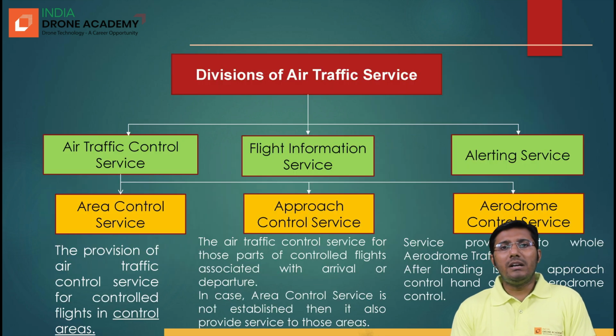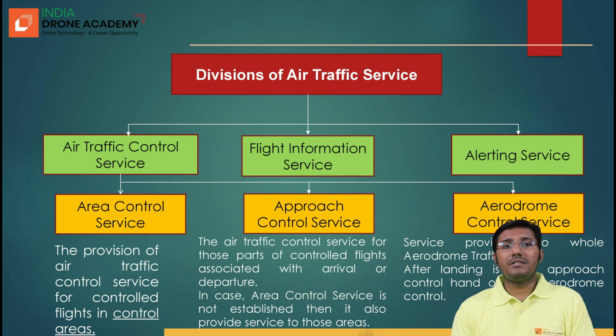Let us now discuss the divisions of air traffic service. Air traffic service has three divisions. Air Traffic Control Service, which is known as ATC service. The second division of the air traffic service is the Flight Information Service. And the third division is the Alerting Service. Let us discuss each one.